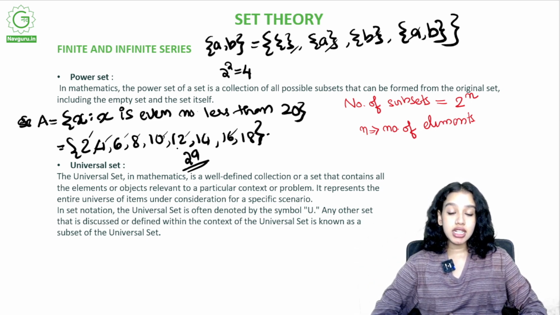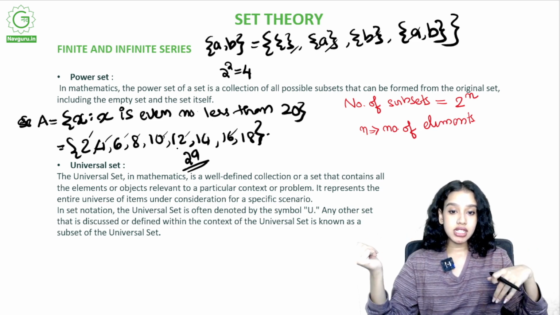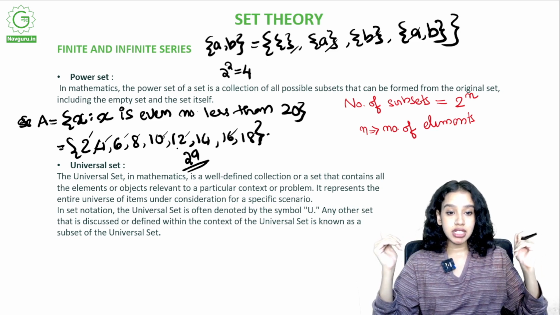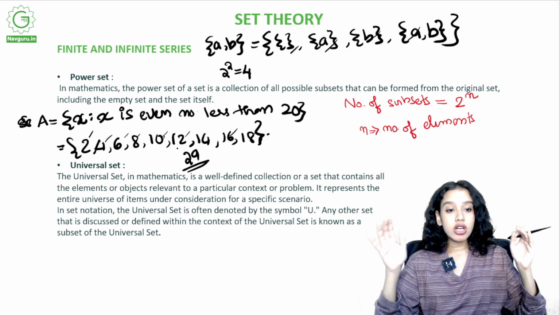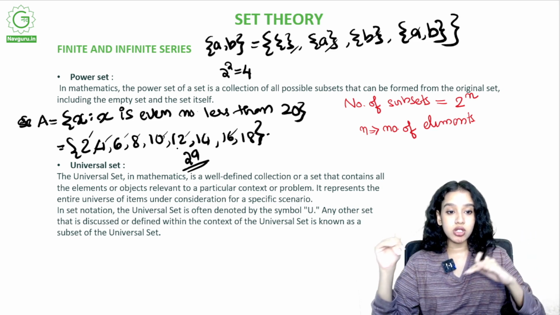I hope this is clear, and then we'll talk about the universal set. So what is the universal set? The universal set in mathematics is a well-defined collection or a set that contains all elements or objects relevant to a particular context or problem.